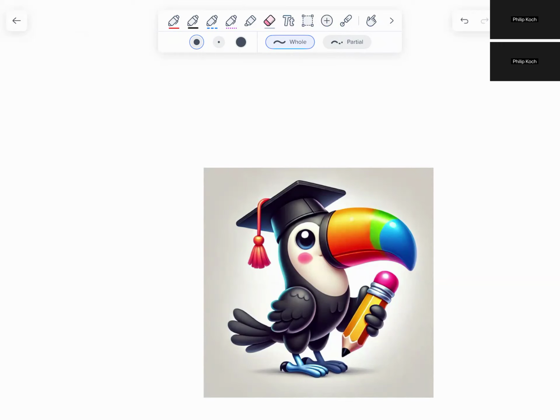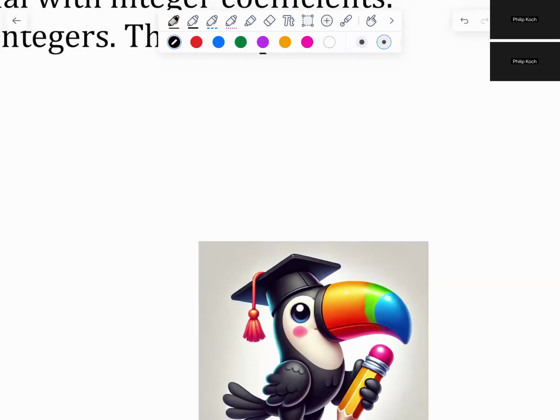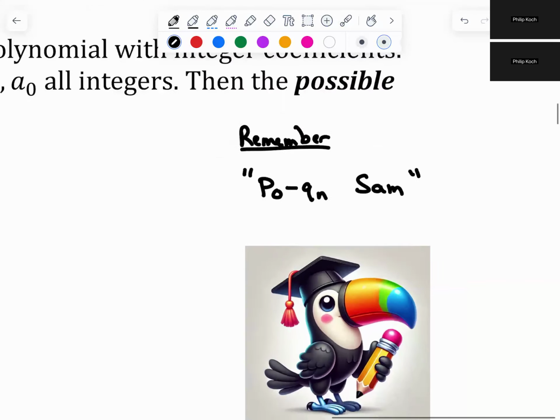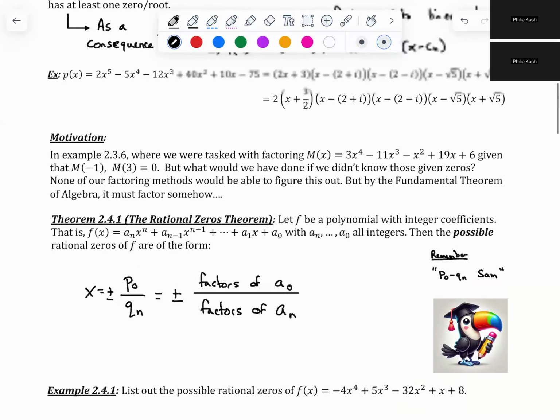This is Poocan Sam. I'm trying this out. This is my first time using this. I'm hoping it's going to stick. So you can just remember this Poocan Sam. I know technically it would be Po Quinn, but Poocan Sam is good enough for me. So p sub 0 over q sub n. So maybe that'll help you memorize it, maybe not.